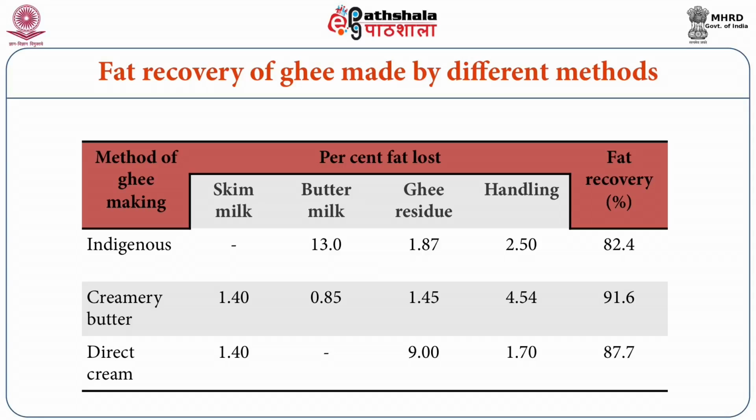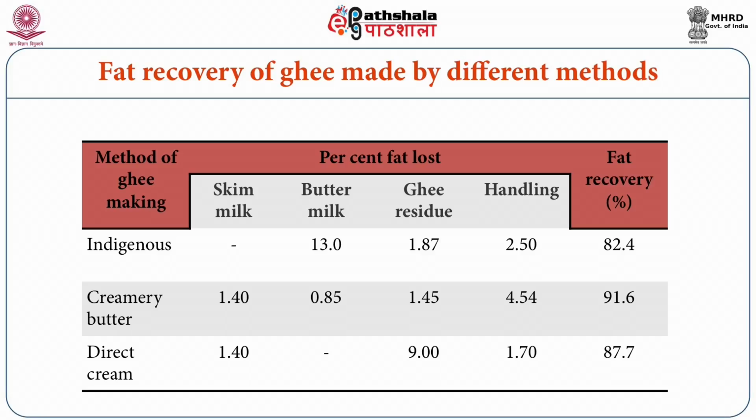Now let us analyze why there are more fat losses in these two cases. In the indigenous one, during churning of the fermented curd into makhan, the buttermilk that is formed has a higher fat loss because of the crude indigenous churning technique. So you have 13% fat loss there. The ghee residue quantity is also quite high because makhan contains a good amount of SNF, so you can see the ghee residue fat is 1.87. Handling losses are also quite high, around 2.5, and hence you finally get a fat recovery of 82.